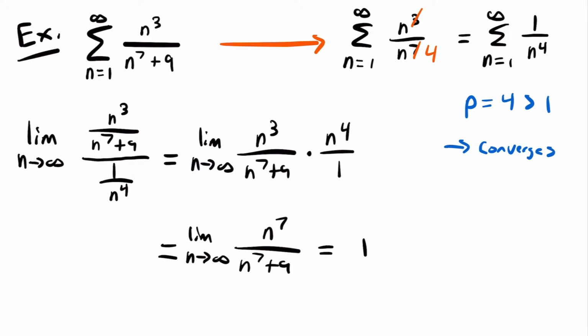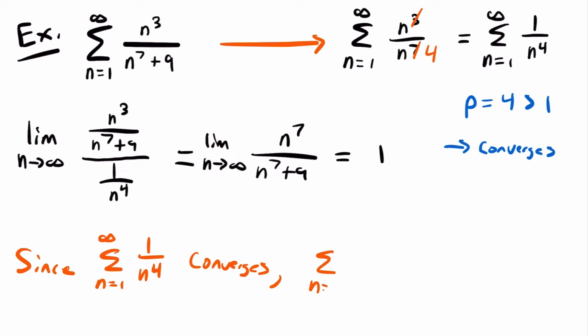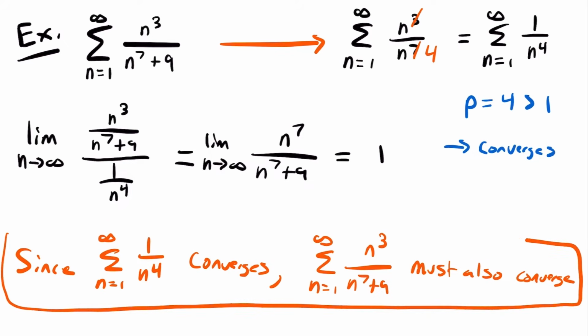All right, so if I clean up my work here a little bit, we can say that since the comparison series, the sum from n equals 1 to infinity of 1 divided by n to the fourth power converges, then our original series, the sum from n equals 1 to infinity of n cubed divided by n to the power of 7 plus 9 must also converge. And that is going to be our final answer.